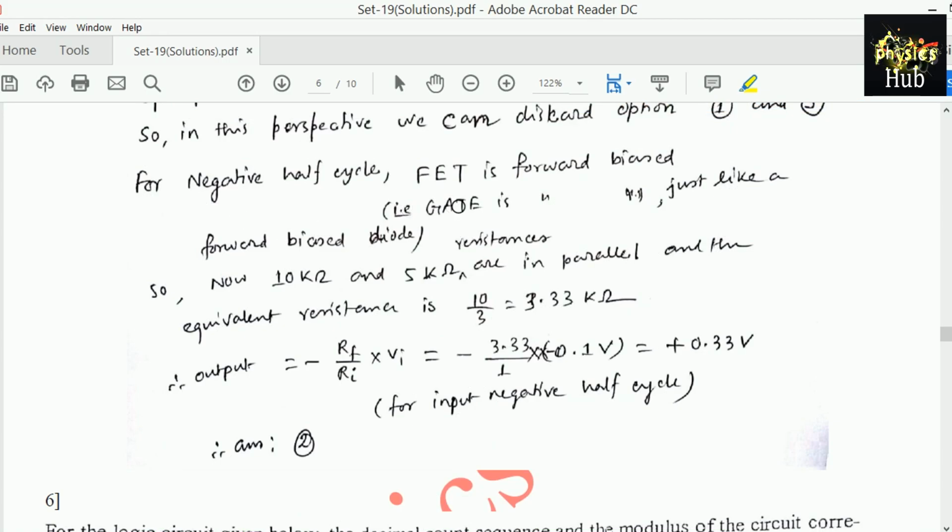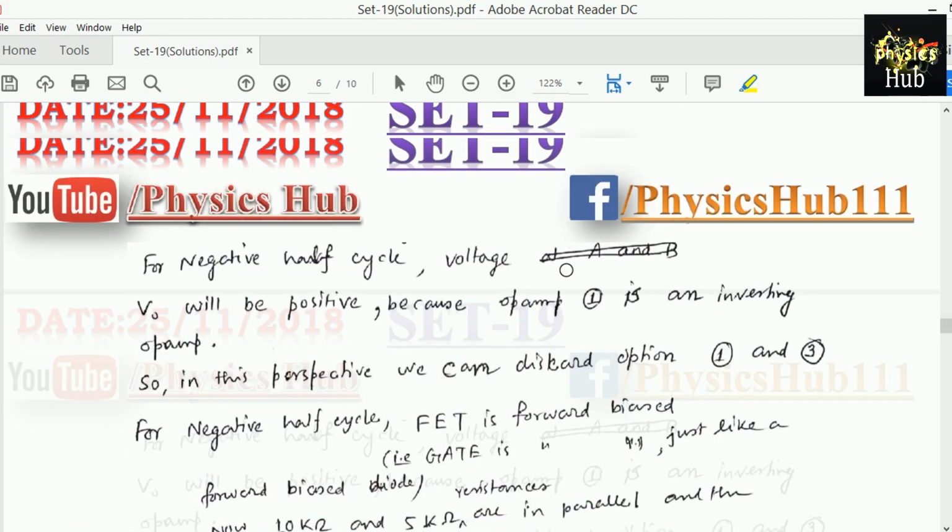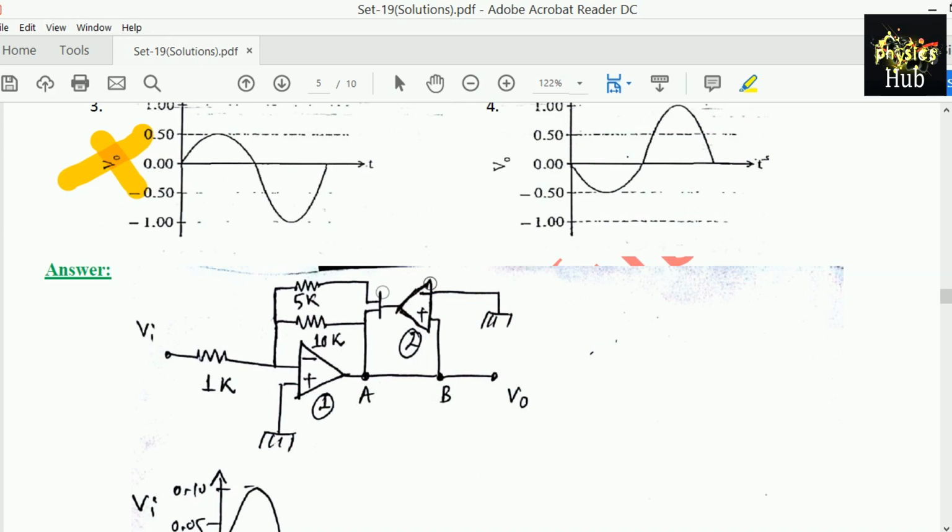For the negative half cycle, consider the gate to be forward biased. In case of a diode we can say the PN junction is forward biased or reverse biased, but in case of FETs there are three terminals: gate, source, drain. There we say that the gate is forward biased or the gate is reverse biased. When I say the FET is forward biased, it means the gate is forward biased. So now the 10 kilo ohm, when it is forward biased, we can think of it as a short.